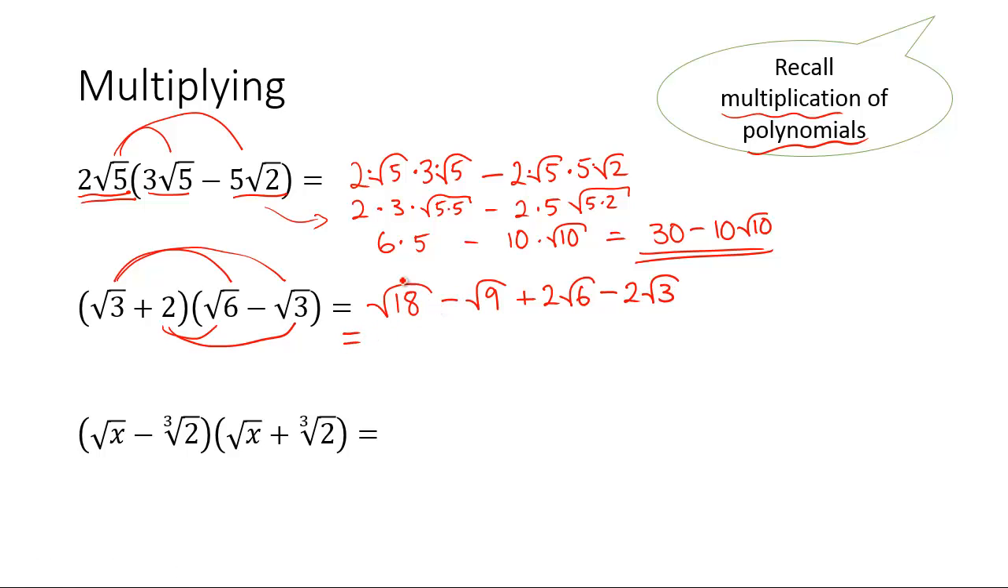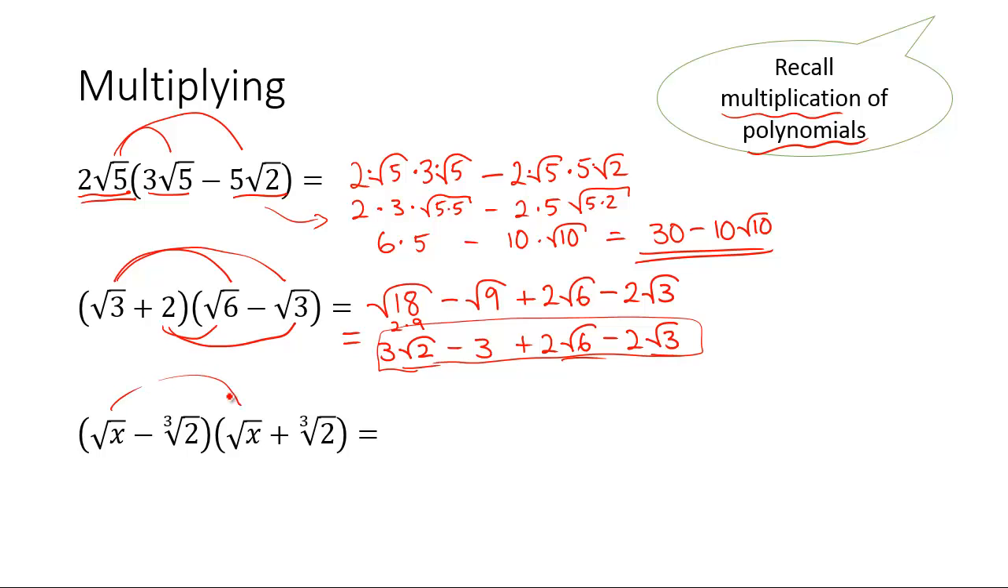And so 18 is actually 2 times 9, and the 9 becomes a 3, so that's 3 root 2. And then that becomes a 3 plus 2 root 6 minus 2 root 3. And now we look for like terms, but we have no like terms, they're all different, so that's all we can do.